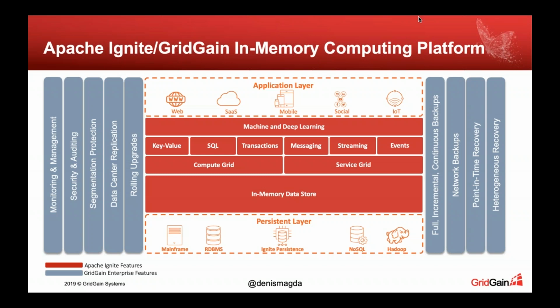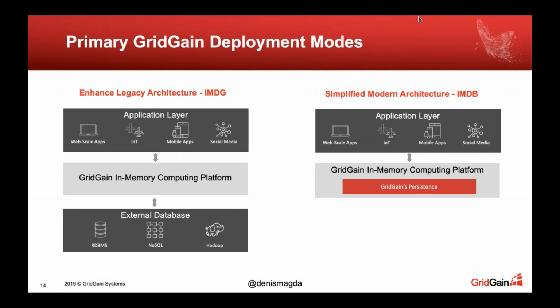On top of the storage, we have a variety of APIs, be it key value, SQL, transactions, or different compute grid calculations. We're going to review it. Everything that you see in red is available in Apache Ignite, in open source. What you see to the right and to the left of this slide is being provided by GridGain on top of Ignite. If you need data center replication, security, rolling upgrades, etc., you can migrate your Apache Ignite deployments to GridGain. And so that you have a complete understanding of two primary use cases of Ignite and GridGain deployments, let's quickly check this slide.